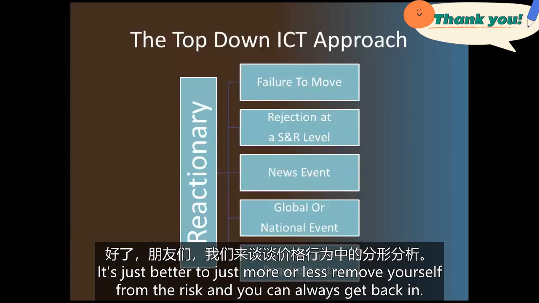It's just better to more or less remove yourself from the risk, and you can always get back in.